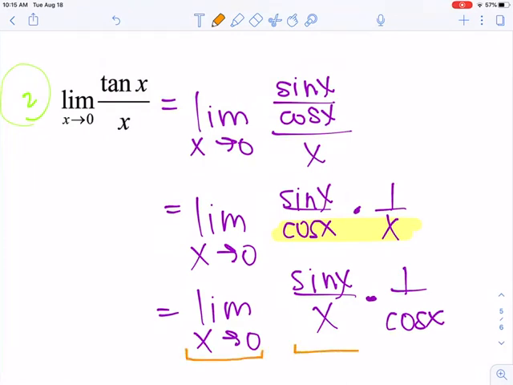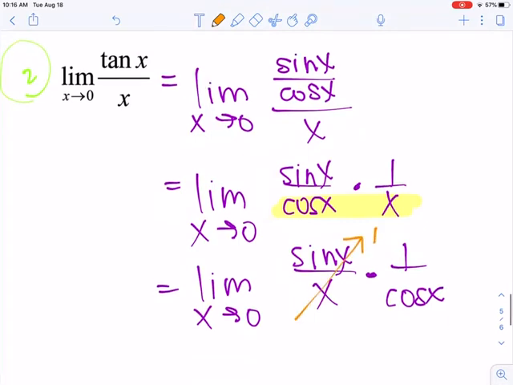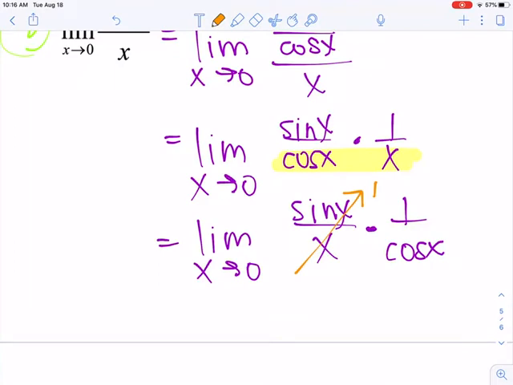How is that helpful? Well, now I have the limit as x approaches 0 of sine of x over x, and that's one of our special limits. We know that this is going to go to 1. So what we can do is we have 1, and we can now use direct substitution.